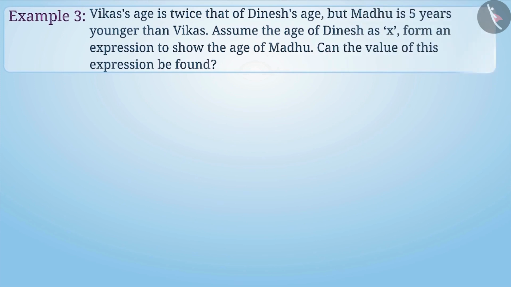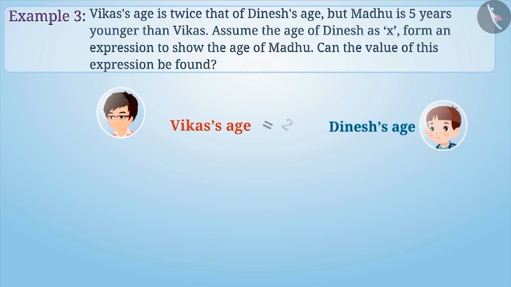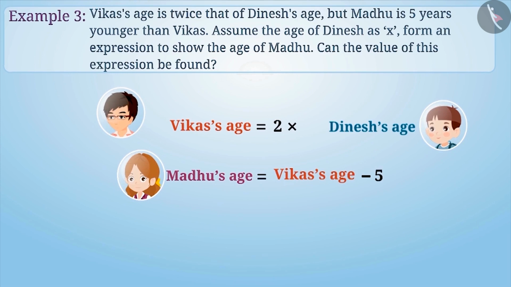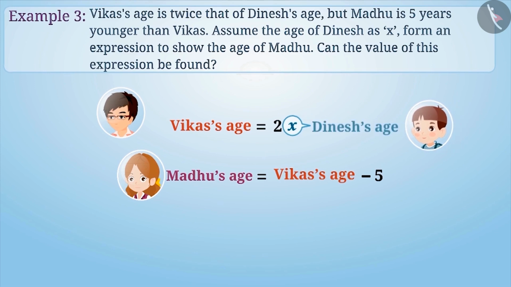It is very important to understand the given information for converting a statement into an expression. Here, Vikas is older because his age is twice the age of Dinesh and Madhu is 5 years younger to him. If we consider the age of Dinesh as variable x, then the age of Vikas can be written as 2x. Now Madhu is 5 years younger than Vikas. So, can you tell the expression for Madhu's age? Pause the video and try to solve it.